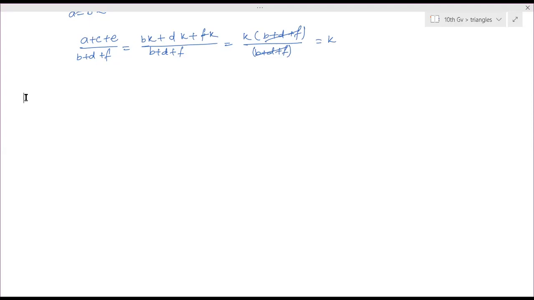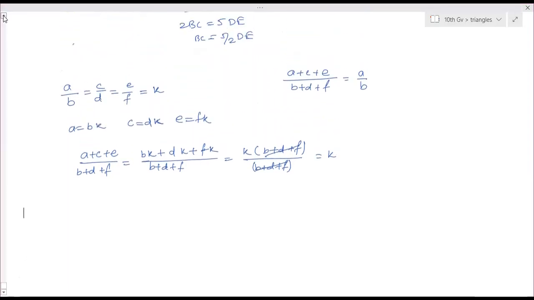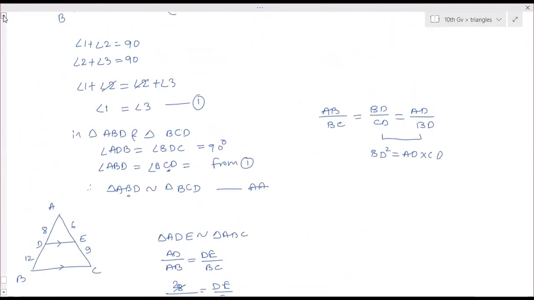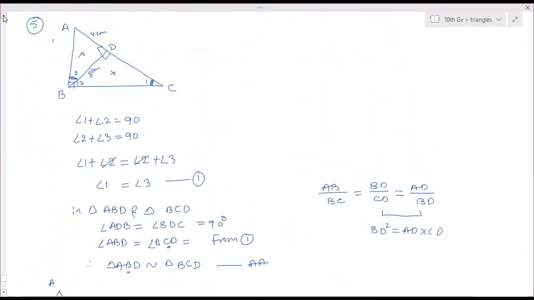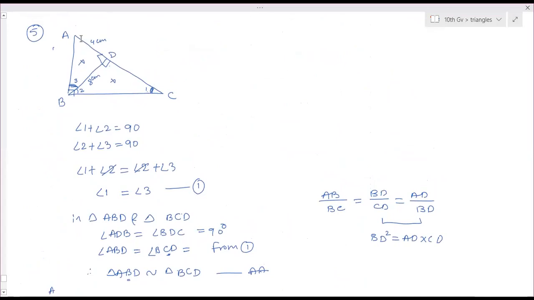Ma'am, I had a doubt. We did the fifth question earlier. I was confused about in what order you have to take each triangle's name. So you have to first take the names of vertices with equal angles. That is important. You have written triangle ABD, right? In that you have shown angle D is equal to angle D. So in place of D, D should come.